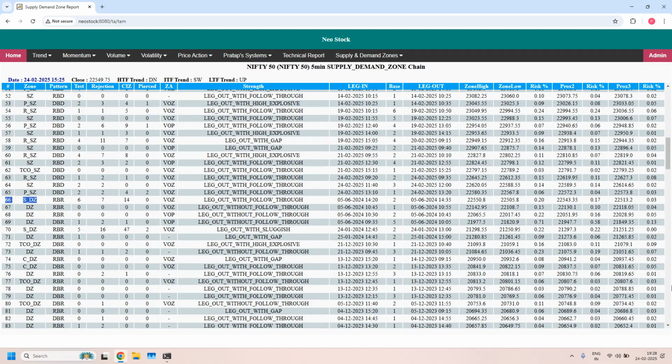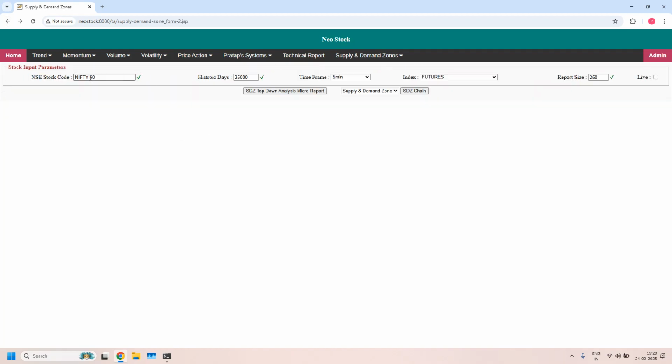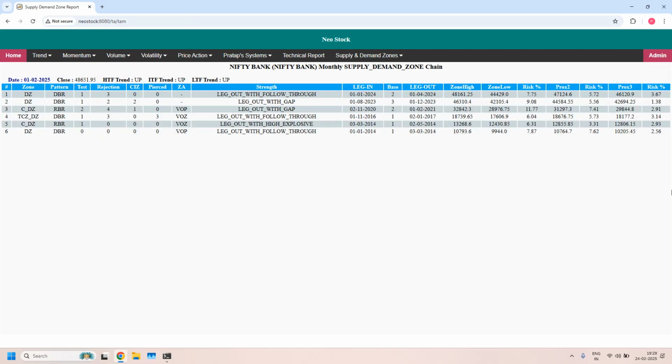So this is about the NIFTY supply demand zone chain. Next, let us look into the BANKNIFTY supply demand zone chain. Changing the name to Nifty Bank, that is nothing but BANKNIFTY. So monthly time frame, generating monthly supply demand zone chain for BANKNIFTY.